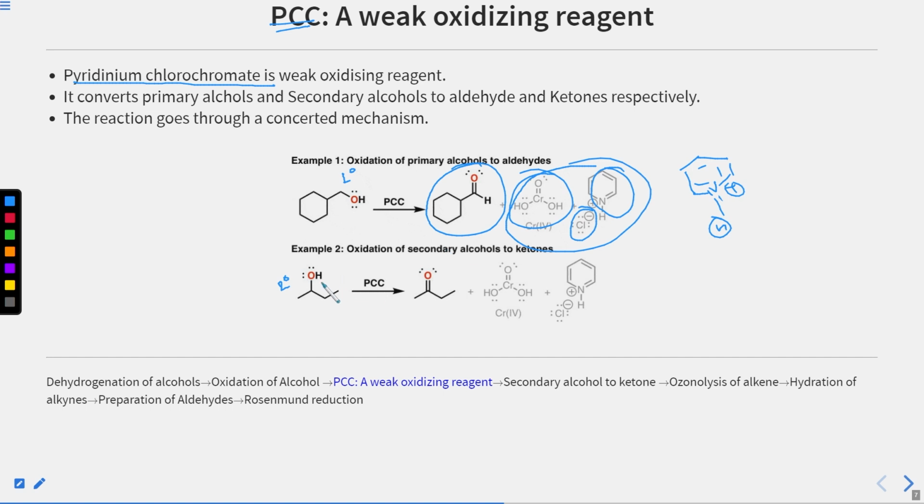Very clear. And if you take a secondary alcohol, then it is converted into ketone. The reagent is the same. And the reaction goes through a concerted mechanism. So we'll not see the mechanism of this, but of the other one, because this goes through a concerted mechanism and it is difficult to follow. So I would suggest you just remember the functioning of this reagent, that it converts your primary alcohol into aldehyde and secondary alcohol into ketone.